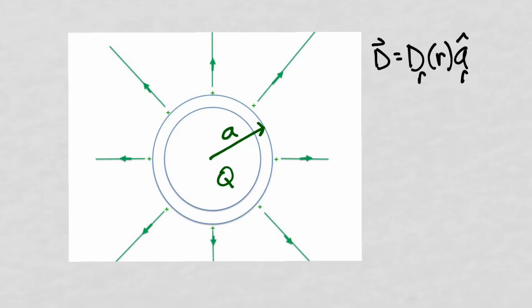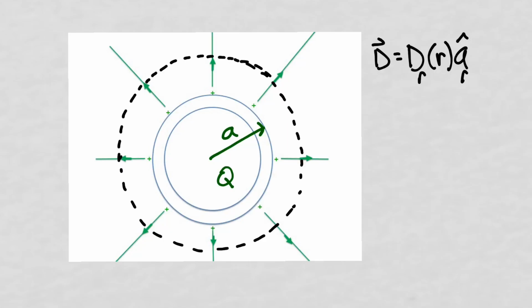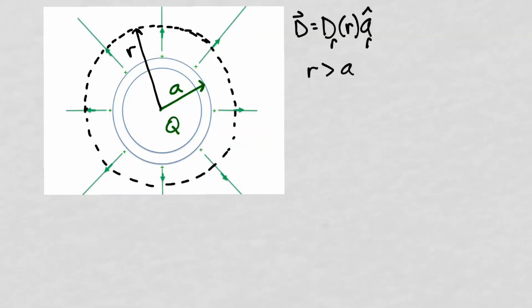So let's select a Gaussian surface that will have the same symmetry as the electric flux density field. So our Gaussian surface will be a sphere of radius r, where r will be greater than a, the radius of our spherical conductor. So now we're going to apply Gauss's law, that the charge enclosed is the integral over our closed Gaussian surface of D dot dS.